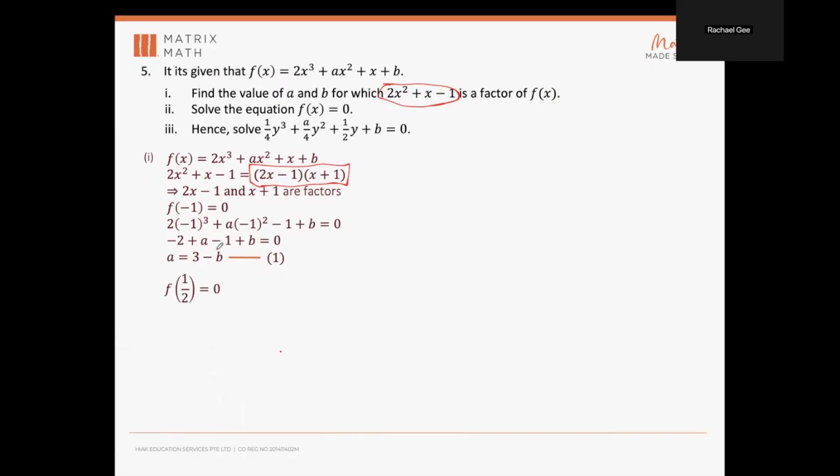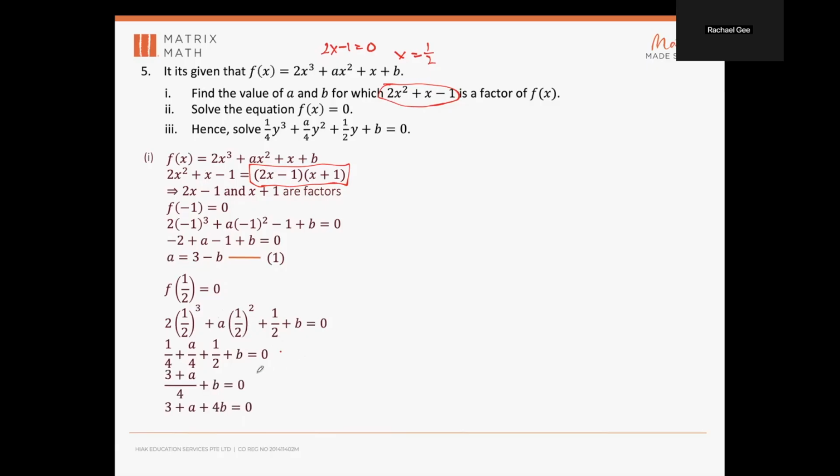For the second equation, you have 2x minus 1 equals to 0, so x equals to half. That's why you sub in f(half) is equals to 0. Once you sub in x equals to half, you'll get this. Further simplify a bit, then you get this. From here to here, you times 4 to get rid of the fraction. So this one times 4, the 4 will cancel out, then over here, times 4 will become 4b.